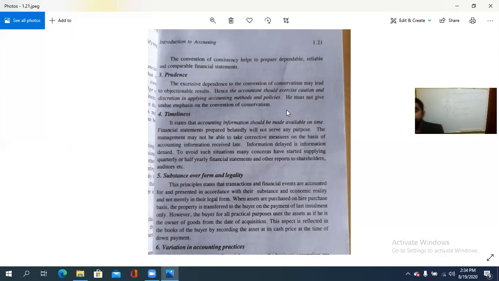Isn't it? So it should be readily available on time. The management may not be able to take corrective measures on the basis of the accounting information received late.